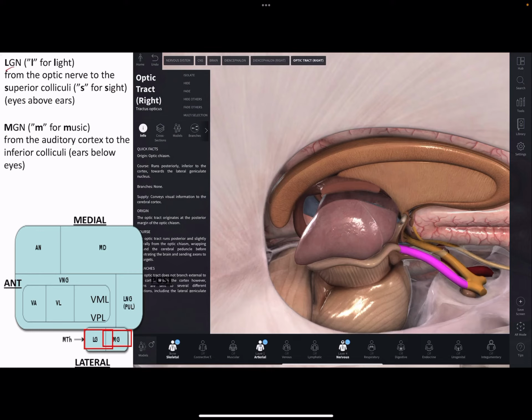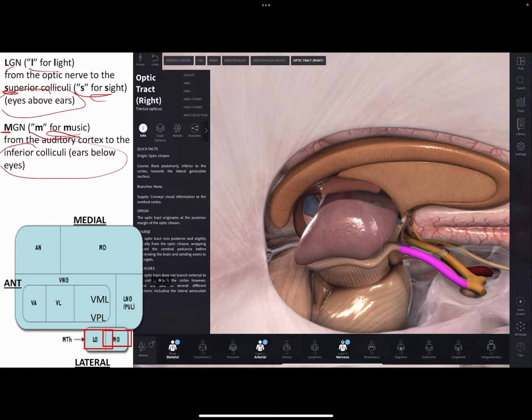Then we have the lateral geniculate nucleus and the medial geniculate nucleus. I think of L for light. This is going to ultimately transmit things from the optic nerve to the superior colliculi. I think of S for sight. You can also remember that the superior colliculi is above the inferior colliculi, and the eyes are above the ears. So the superior colliculi is for the eyes, and the inferior one below is for the ears. And this is going to come from the auditory cortex via the medial geniculate nucleus to the inferior colliculi. So you can think of M for music.